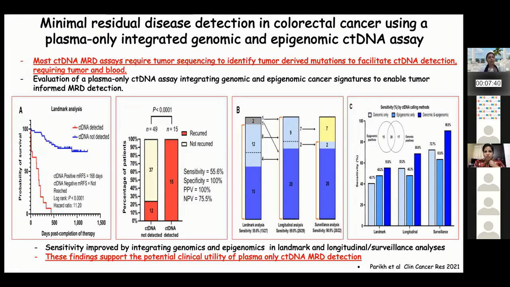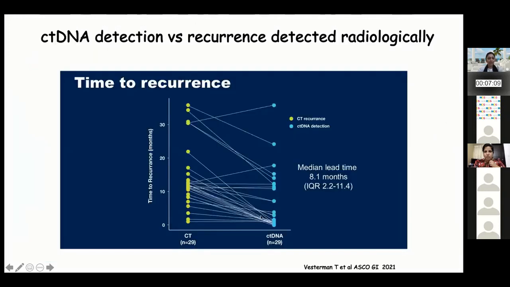And you can see if you used a simple assay like this, again, if you're ctDNA positive post-op, you do very badly. And the sensitivity of this assay was 55.6% with a specificity of 100%. And again, this assay incorporates both genomic as well as epigenomic markers that in fact gives you the highest sensitivity as well as specificity. So these findings could support the potential clinical utility of plasma-only ctDNA for MRD detection.